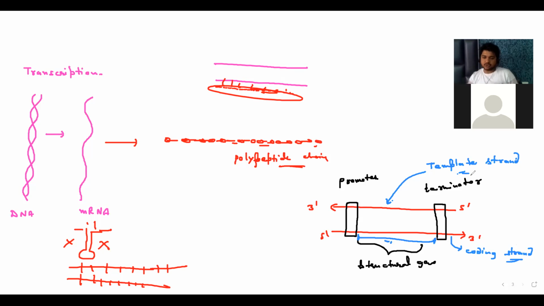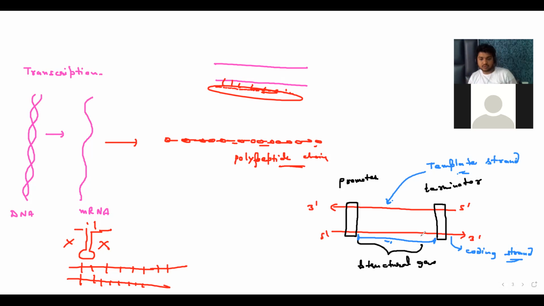Now you should know one thing. Of course, mRNA is coming from the DNA. This is known as transcription, and you should know one thing: which enzyme do we need, RNA polymerase or DNA polymerase?